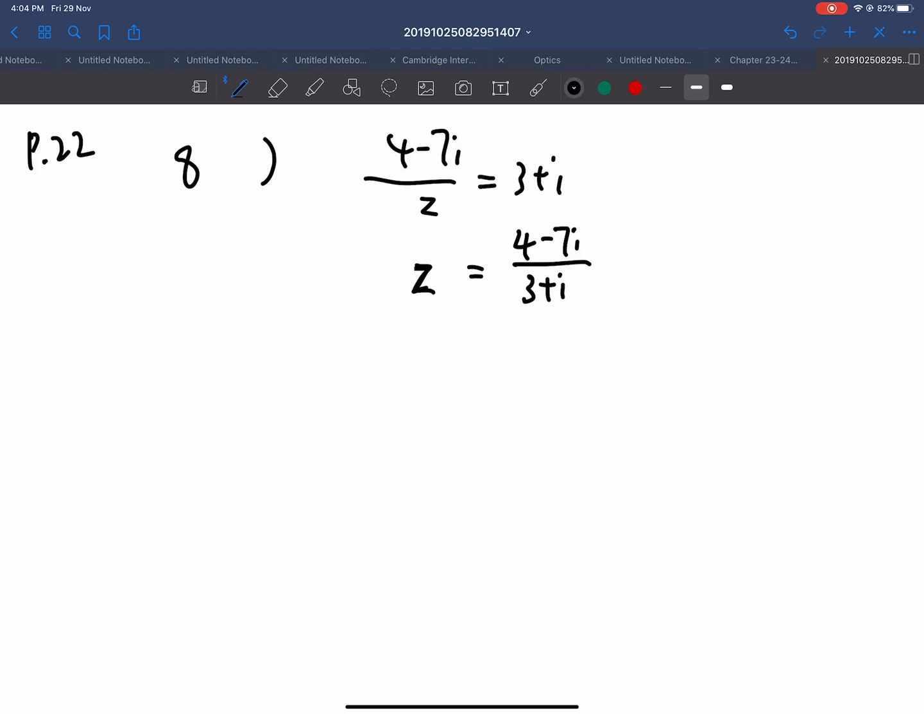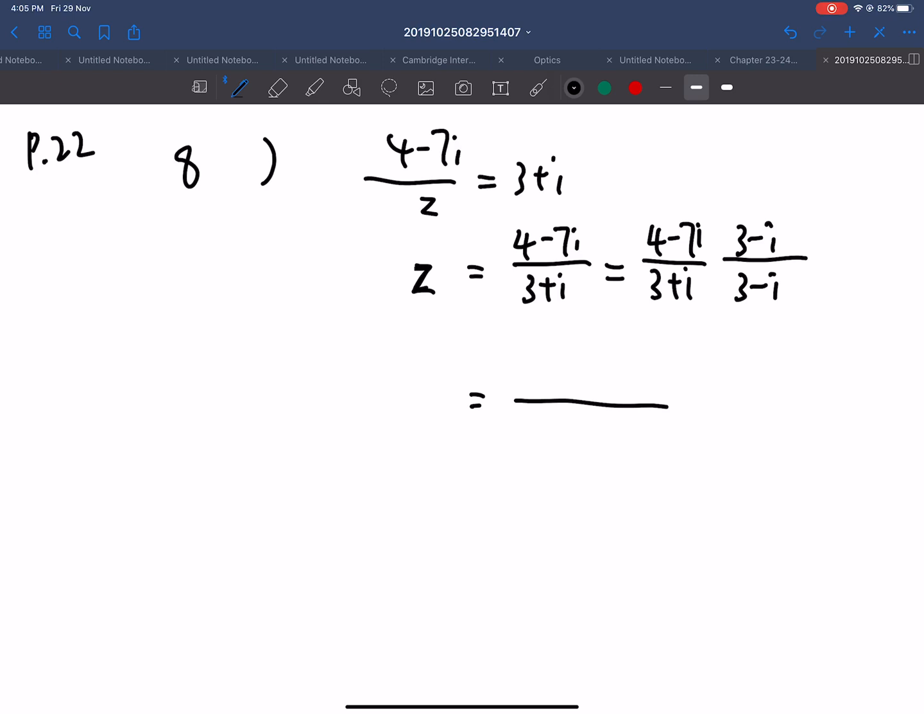And then how do you do this one? How to rationalize it? Multiply by 3 minus i. Yes, multiply 3 minus i on top and bottom. And then try to simplify it by yourself. No need for a calculator for this one. For the denominator, what is the value after you multiply these two together?